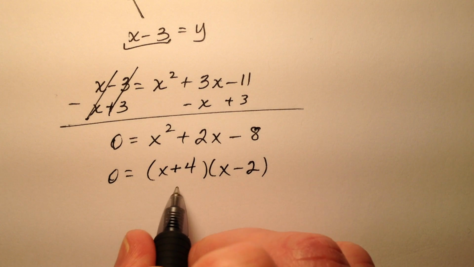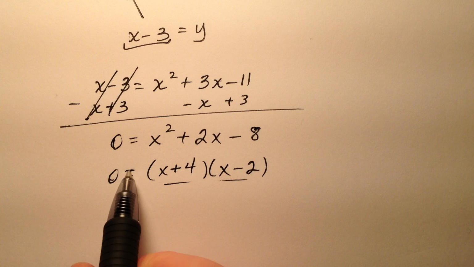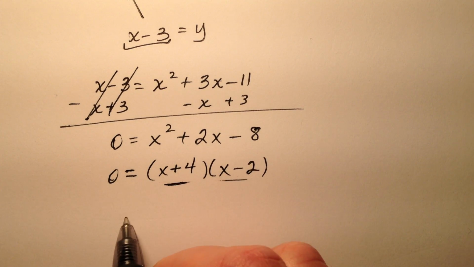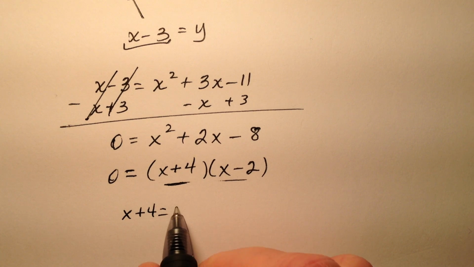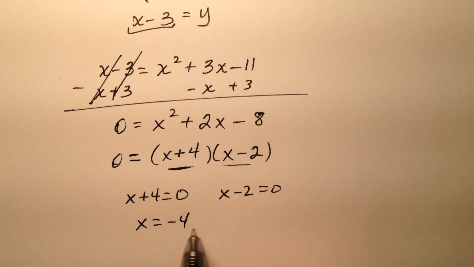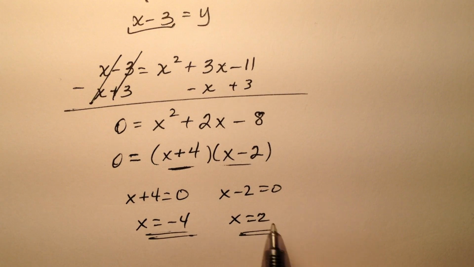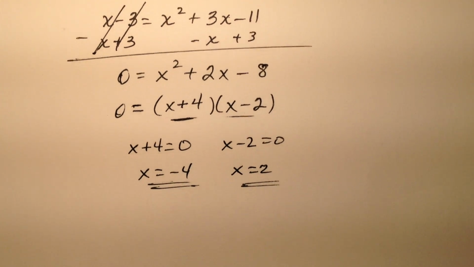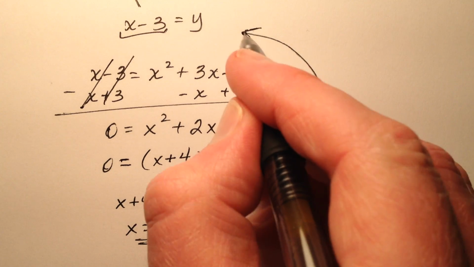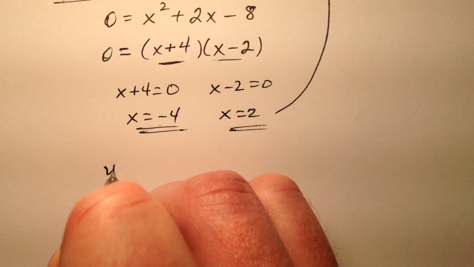Because we have this factorization equal to 0, I'll use the 0 property of multiplication and set each of these factors independently equal to 0. So x equals negative 4 and x equals positive 2. So 2 values, okay? So let's go ahead and plug them back in to our x minus 3 equals y. So I'm going to go ahead and write it down here, though, where we have room.